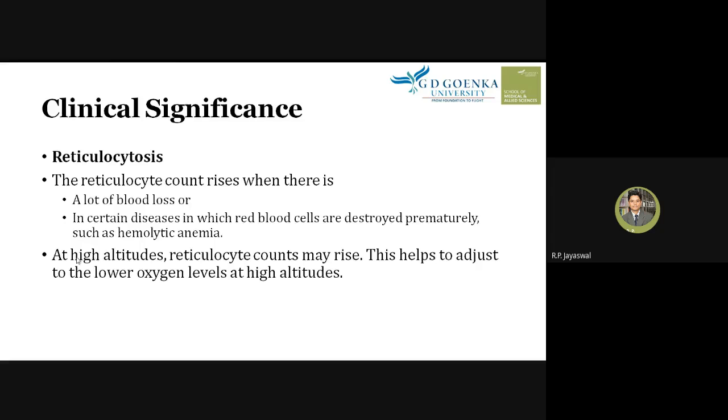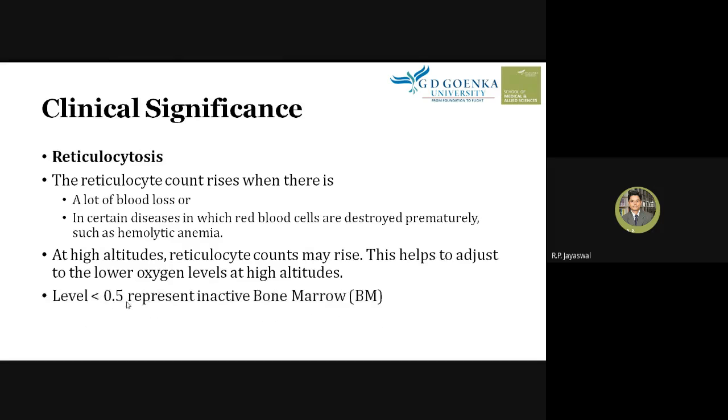Another condition where reticulocytosis can occur is high altitude. When you go to high altitudes, like a mountain region, reticulocyte counts may rise. This helps to adjust to the low oxygen level at high altitudes. When you go to high altitude, the oxygen levels are low, so to compensate, your bone marrow starts to produce more red blood cells. So at high altitude, reticulocyte count may increase, and that can adjust for the low oxygen levels.